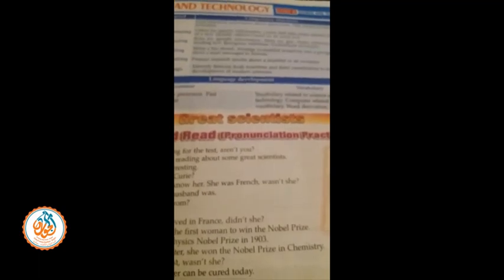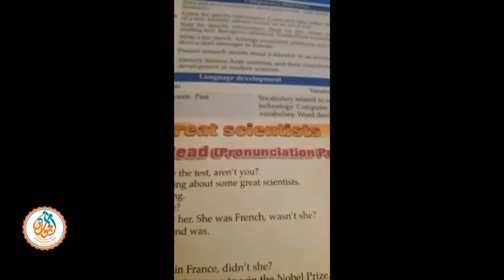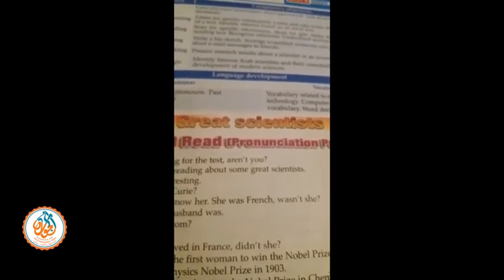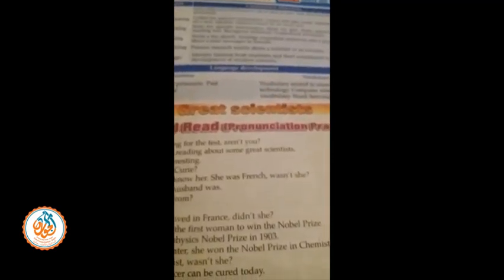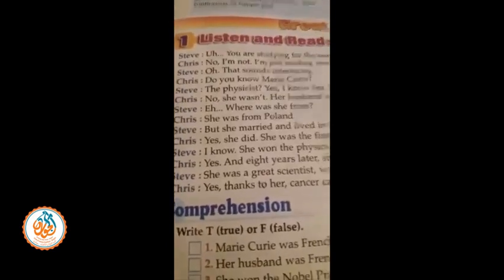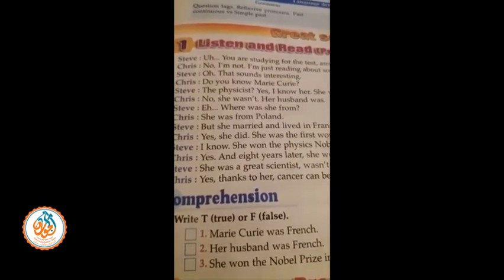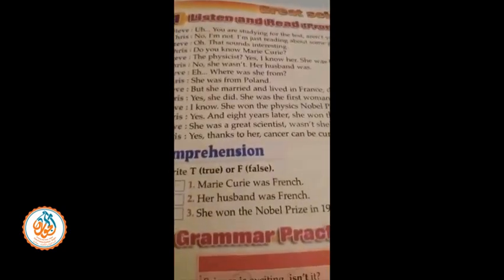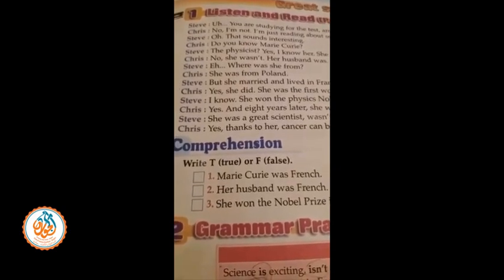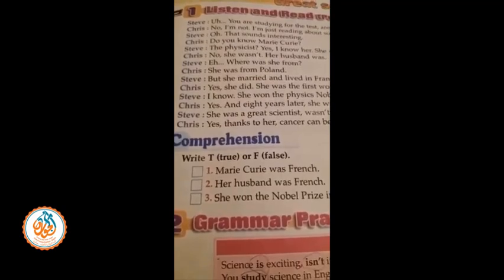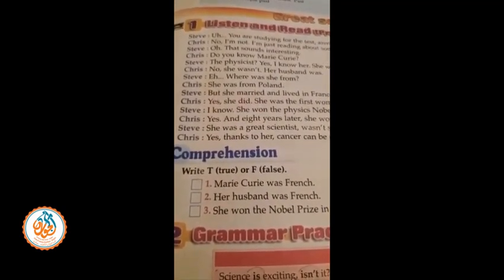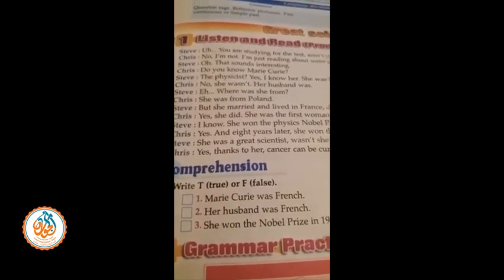Now we move to the first part of this unit, great scientists. This part is going to give information, biographies of famous, well-known scientists. For example, this person you see in the picture. This is one of the great scientists of the world. To know some information about this scientist, I want you to read this dialogue. Listen and read. Please read this dialogue and check your understanding by doing this comprehension exercise, true or false. So please read this dialogue and write true or false.